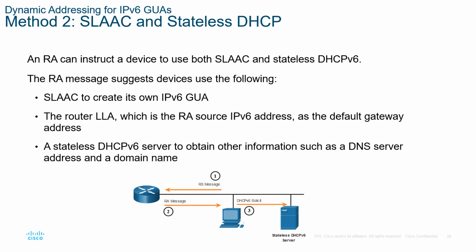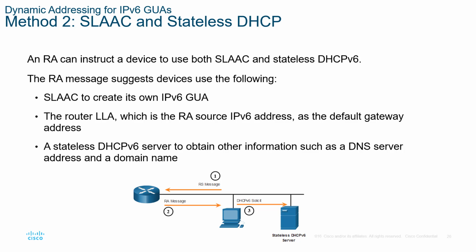Method 2, SLAAC and stateless DHCP. So again, a router or device comes online, it will send a router solicitation. The router solicitation will go to the local router. The local router will send a router advertisement saying, hey, this is the information that I have. And then the router advertisement will also give the default gateway, and then the rest of the configuration will be sent to the stateless DHCP server.